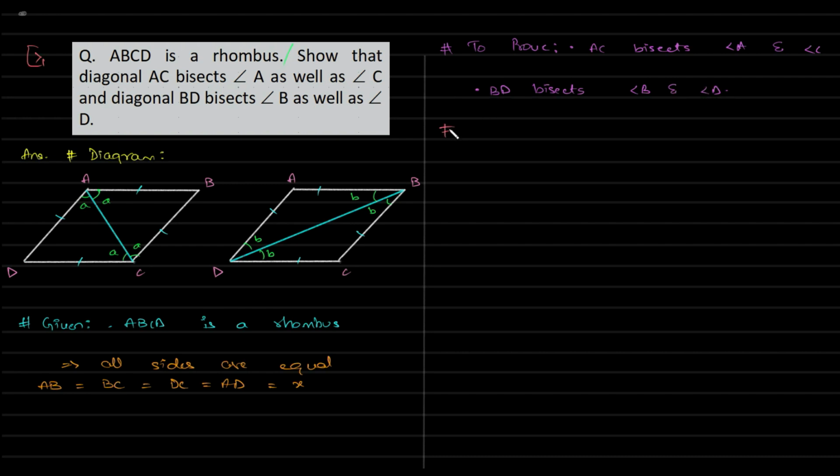Okay, how will we prove this? We have opposite sides being parallel. So AB is parallel to DC and AD is parallel to BC. Okay, so these are all the properties that you will need. Right? Okay, now figure it out.